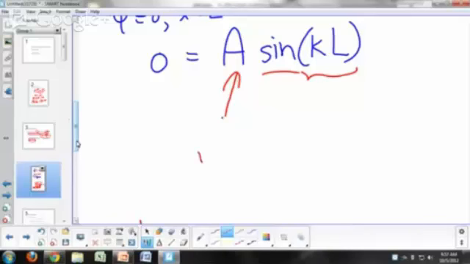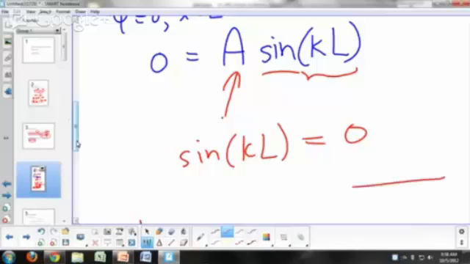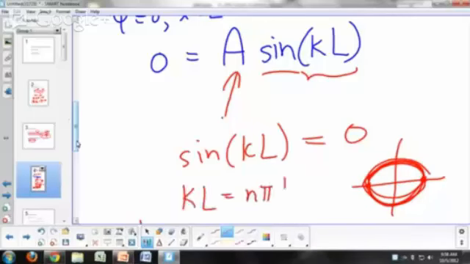How do we make sine KL equal to 0? What are the possible values of KL that would make sine KL equal to 0? If you review your unit circle, sine is equal to 0 at theta equals 0 and theta equals pi, right? But it can be 0, pi, 2 pi, 3 pi, 4 pi, 5 pi, or you can go negative pi, negative 2 pi, and so on. So you're saying then that KL must be an integer multiple of pi. So that's a restriction.